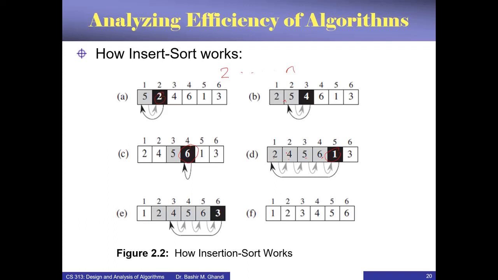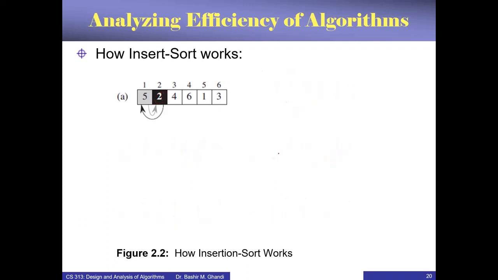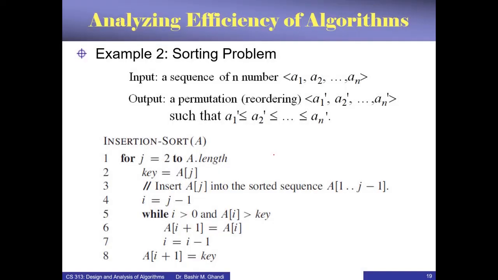Alright, so the point is, whereas we know how many times the outer loop will execute, it will execute from 2 to the length of the array, we don't really know how many times the inner loop will execute. It depends on the arrangement of the elements in the original array A. Okay, this is very important to take note when we come to the analysis part.